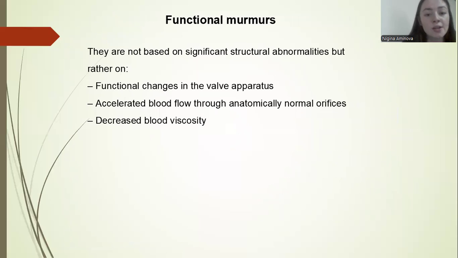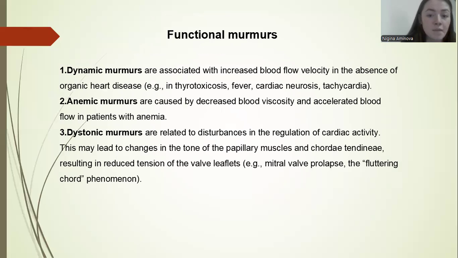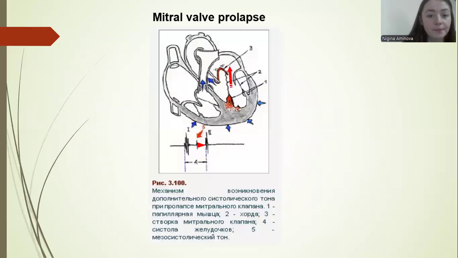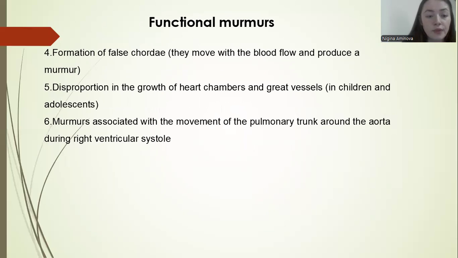Functional murmurs are not based on significant structural abnormalities, but rather on functional changes, accelerated blood flow, and decreased blood viscosity. Functional murmurs can be dynamic, anemic, and dystonic. Functional murmurs include the formation of false chordae, disproportion in the growth of heart chambers and great vessels, and murmurs associated with the movement of the pulmonary trunk around the aorta during right ventricular systole.